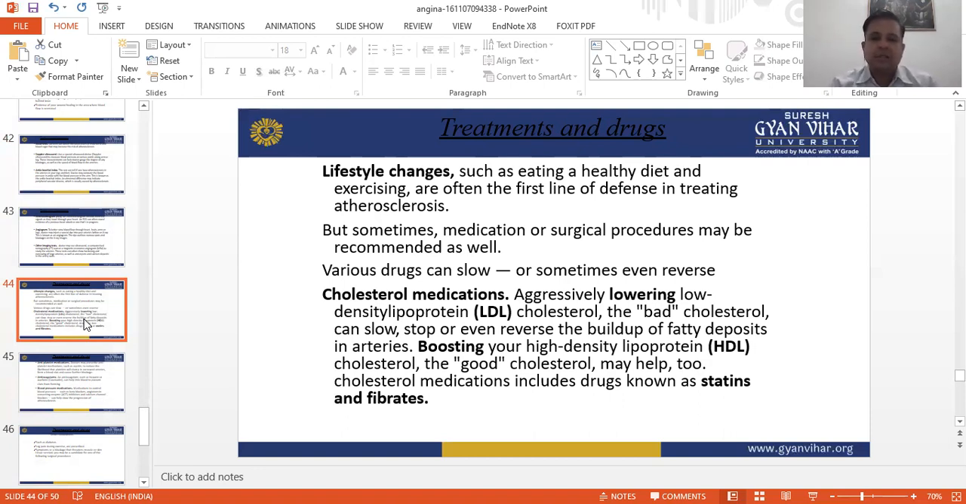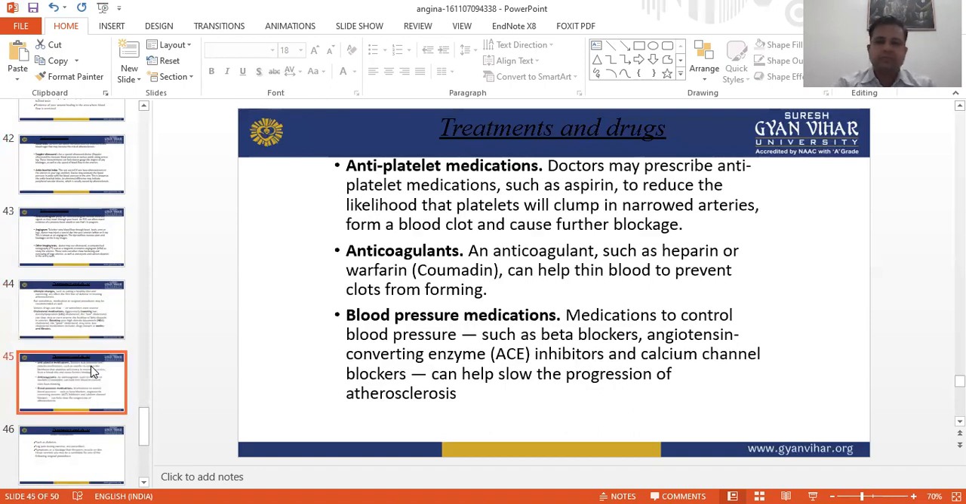Boosting high-density lipoprotein cholesterol, the good cholesterol, may help too. Cholesterol medications include drugs known as statins and fibrates. Antiplatelet medications. A doctor may prescribe antiplatelet medications such as aspirin to reduce the likelihood that platelets will clump in narrow arteries, form a blood clot, and cause further blockage.